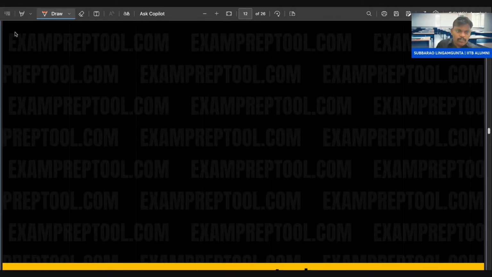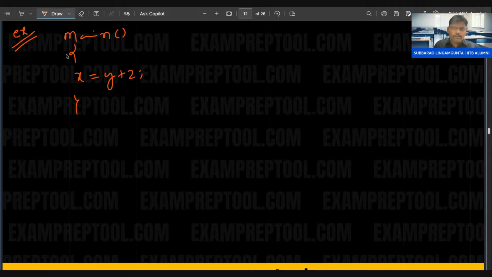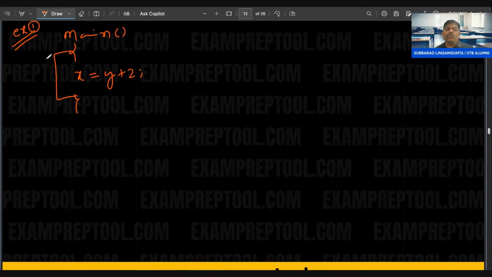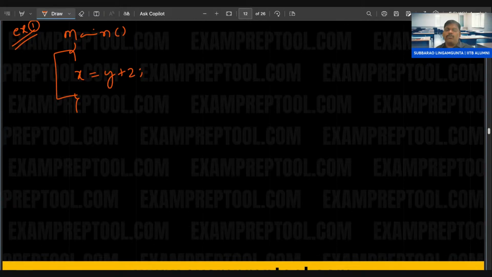Example 1, the first problem: x equal to y plus z. To this problem, I want to find out the time complexity. Make sure everyone listens. Be careful from now onwards.